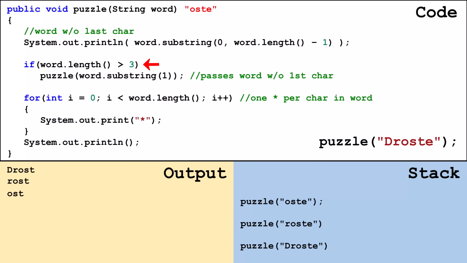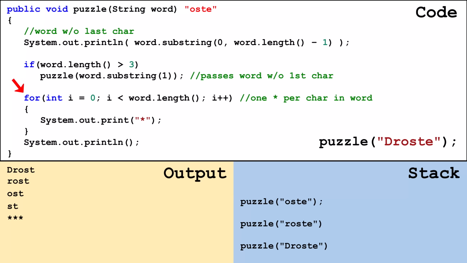Word length is greater than 3, so puzzle is called and passed STE. A frame is placed on the stack, and for this frame, word is set to STE. ST is output to the console. Word length is not greater than 3, so a recursive call is not made. We continue on and print off 3 stars, then a new line. We reach the implicit return at the end of the method and pop the frame off the stack.